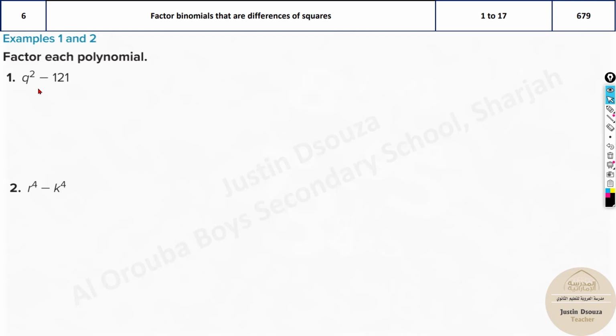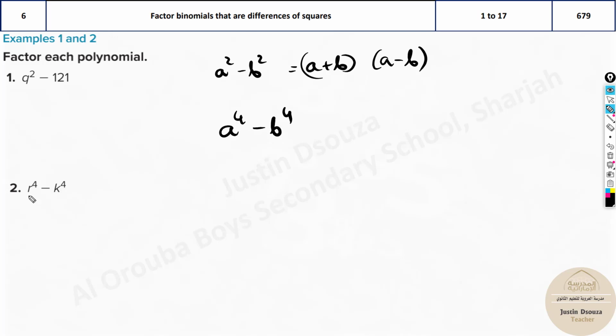Here, the first one, as you can see, is directly a quadratic. What you can do is use the difference of squares formula, that is a square minus b square is equal to (a plus b)(a minus b). Now, what if you have a power 4 minus b power 4? Look carefully, I can write a power 4 as (a squared) the whole square minus (b squared) the whole square. And now I can apply the formula.